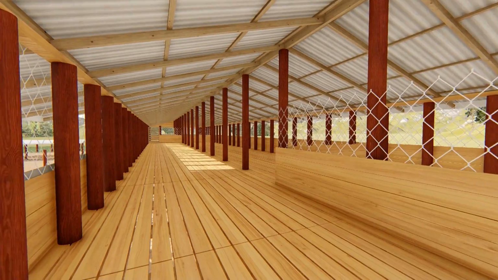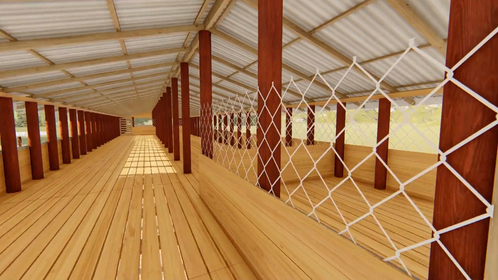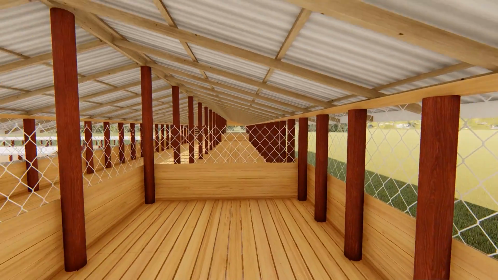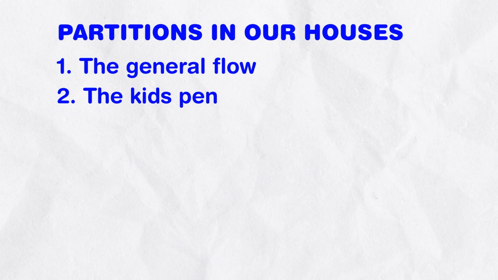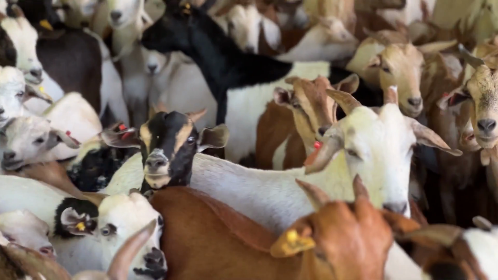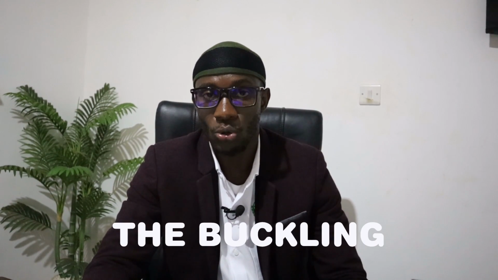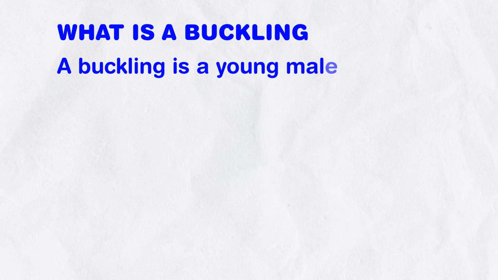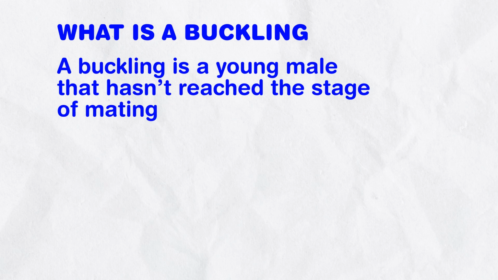It is very affordable for everyone who wants to do an agritourism farm. Still, even when it is very cheap and affordable, the partitions that you find in our zero grazing include the journal flock, and we have the kids pen. The journal flock has the dry mothers, the nannies, so that is why we call it a journal flock. And the bucklings, what is a buckling? A buckling is a young male that hasn't reached the stage of mating. That is what we call a buckling.